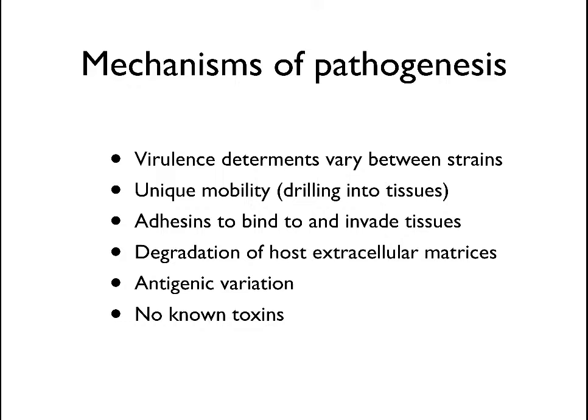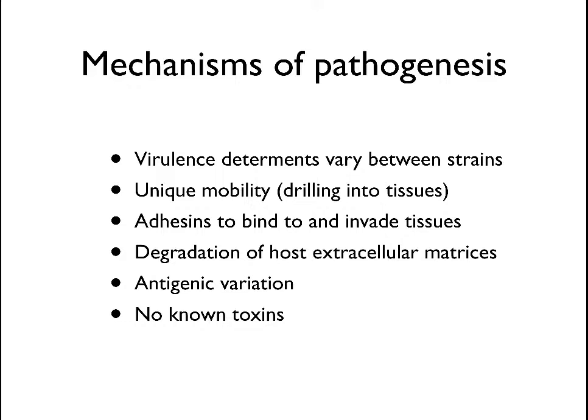So the mechanism of pathogenesis: virulence determinants vary between strains, and there's only a couple of them that we know about. One is unique motility. They have this ability to drill into tissues, and that motility in drilling into tissues allows them to penetrate. They also seem to have adhesins on the surface, and these adhesins allow them to bind to tissue, like when they're traveling through the bloodstream and then start drilling into the tissue around the blood vessel that they happen to be in.